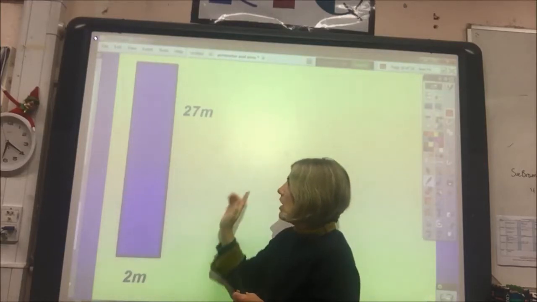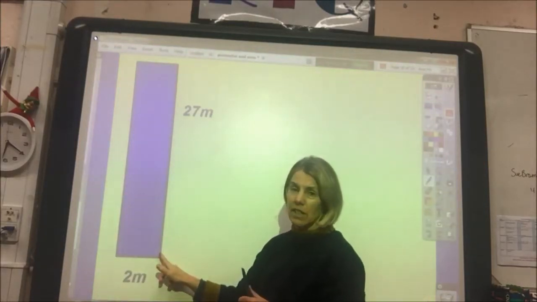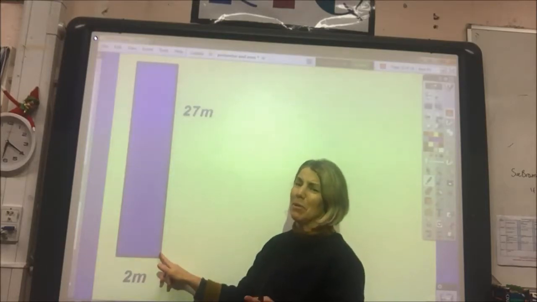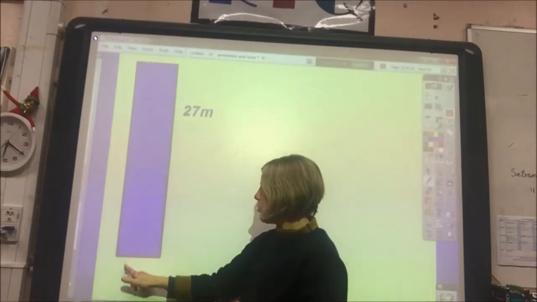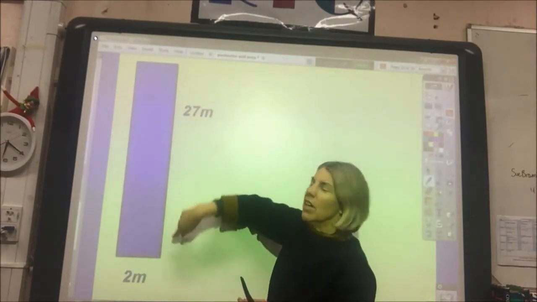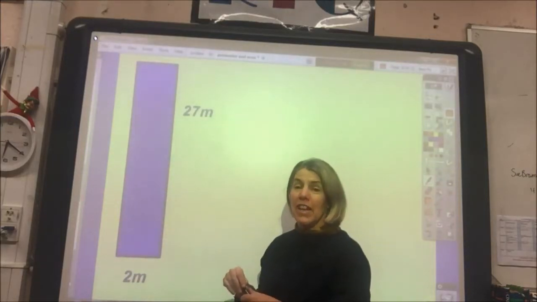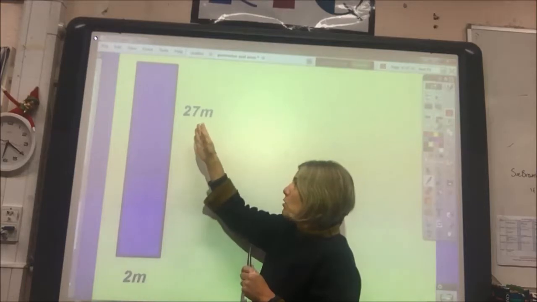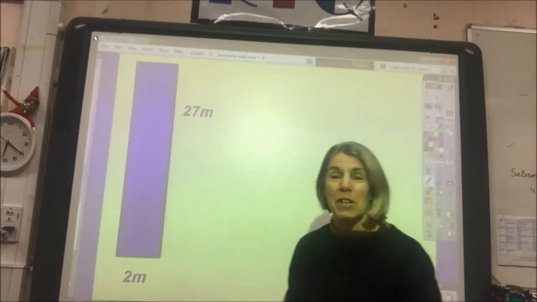Okay, so we've got a rectangle that is 2 metres. That's a very thin garden, maybe a plot of an allotment or something. 2 metres wide. So we've got 2 columns, but we've got 27 metres long. So that's 27 rows. And in order to be able to calculate the area, we need to do a multiplication sum, 27 times 2. I'm not going to do it, I'm going to leave you to do that one.